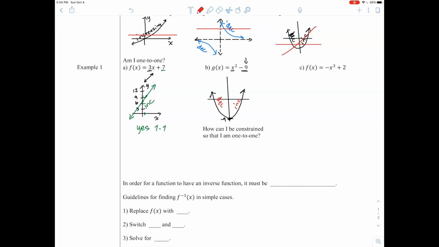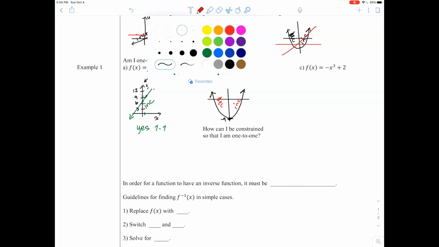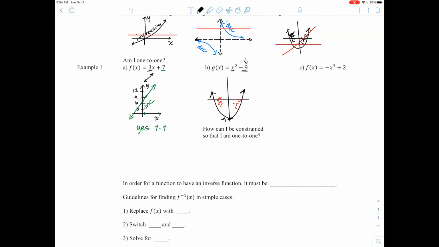So how can you constrain a parabola so that it is 1 to 1? Basically what you're doing is constraining the domain to either the decreasing interval only or the increasing interval.